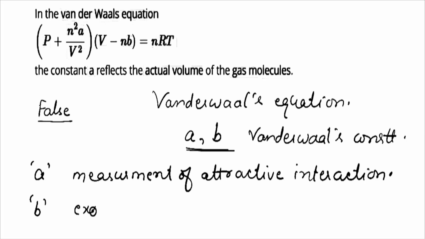This is the excluded volume. In the case of an ideal gas, the molecular volume is neglected as compared to the total volume of the gas because it is assumed that 99.99% of the space is empty and only 0.01% of the space is occupied by gas molecules. That can be neglected, but for real gases in their compressed state, this molecular volume cannot be neglected. So according to this explanation, the statement given in the question is false.